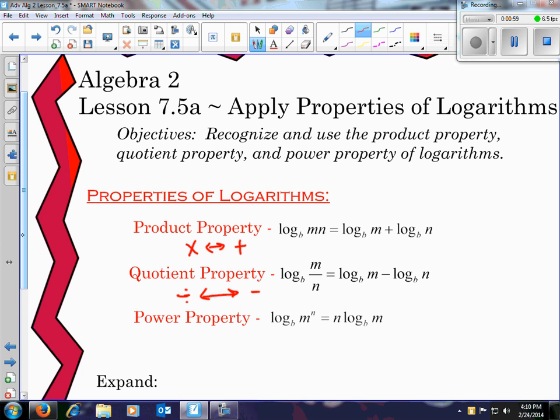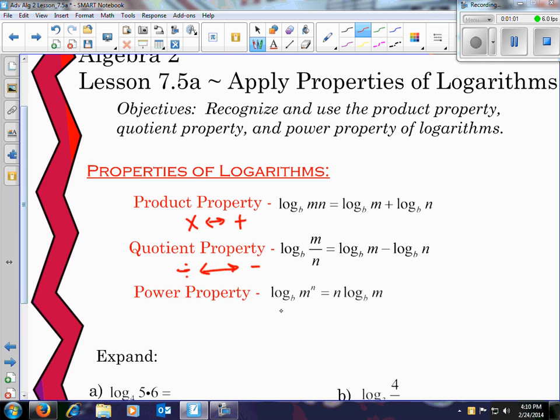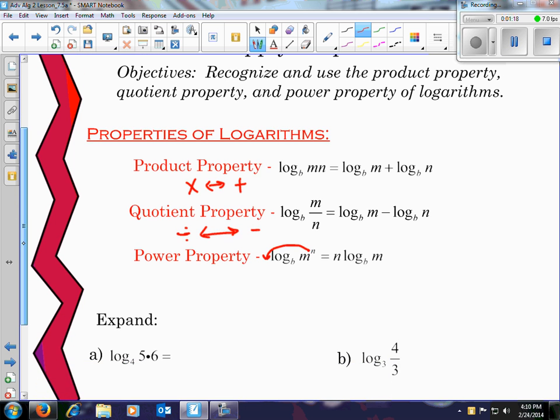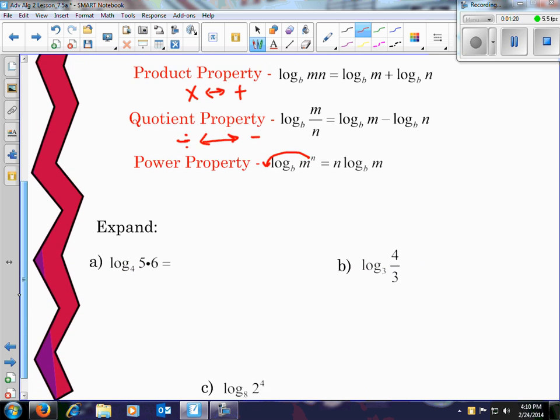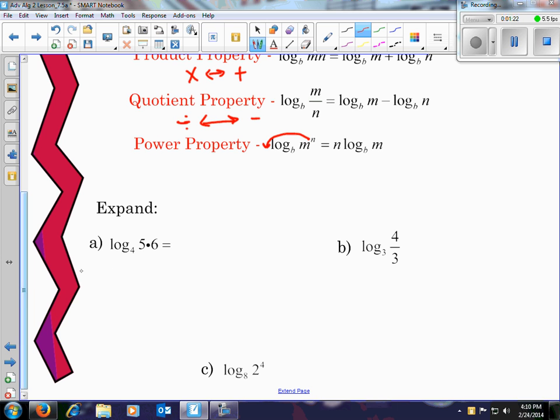Now, our last one is going to be our power property. A power property just means that if I have log base b of m to the n, I can take this n and I can move it to the front. So I have n log base b of m. Now, the only thing we're going to do in these next few examples is expand. So I'm not going to be solving for anything. I'm not going to be doing anything besides using these properties for these equations.